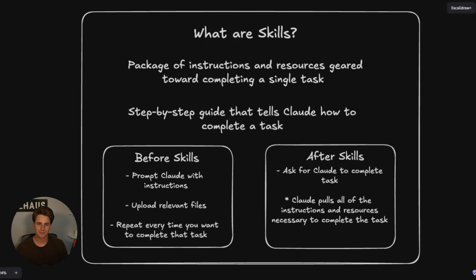Before skills, if you had a repeatable task that you wanted Claude to do, you would have to prompt Claude with the instructions, upload the relevant files, and you'd have to repeat this every time you wanted to complete the task. Now, with skills, you can package that all together and ask Claude to complete the task without any added work. Claude then is able to pull all the instructions and necessary resources to complete that task.